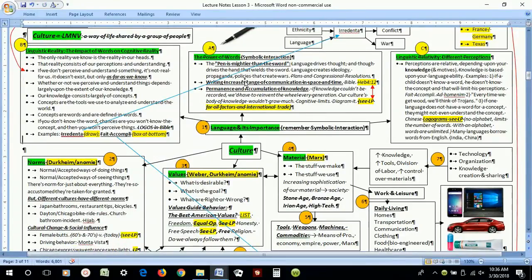All right, so that's the power of words. The pen is mightier than the sword. It increases the range of communication in space and time. It also allows for permanence and accumulation of knowledge, allowing us to keep improving our knowledge.